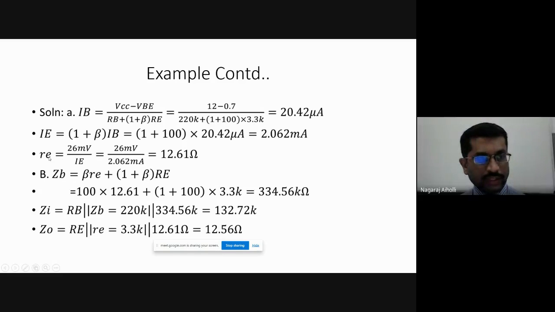Now we can substitute in the equation for small re, that is 26 millivolt divided by IE. We get 26 millivolt divided by this current, 2.062 milliampere, whatever we have calculated. That will be 12.61 ohms. The value of small re, the emitter resistance, is 12.61 ohms. Okay, we found the value of small re.